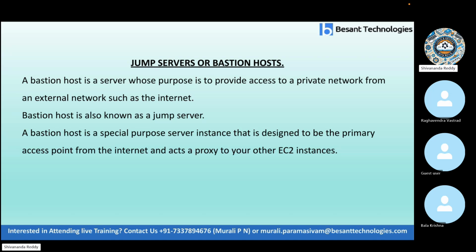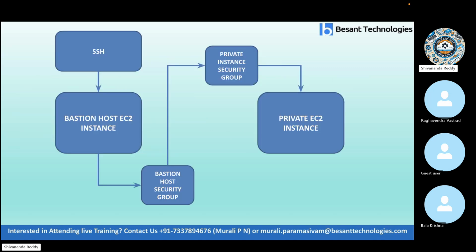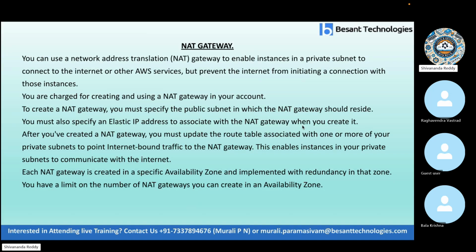So a Bastion host is also a special purpose server, also known as a jump server. A Bastion host is a special purpose server instance that is designed to be the primary access point from the internet and act as a proxy to your other EC2 instances. Like this, guys, first I SSH to the Bastion host server, which is nothing but the main server, the public server. Then this security group and the private server security group, both I'll keep the same. Post that I can SSH to the private EC2 instance. That's what I did.